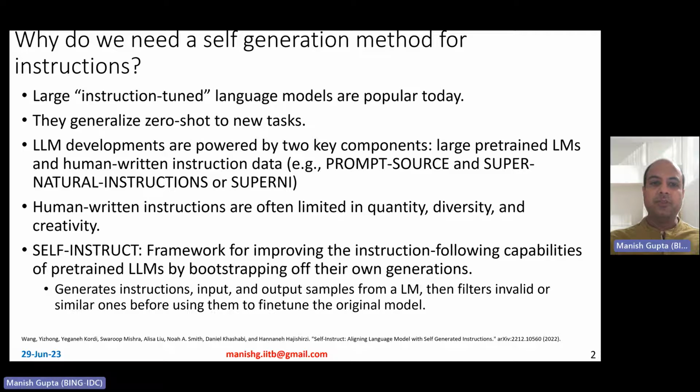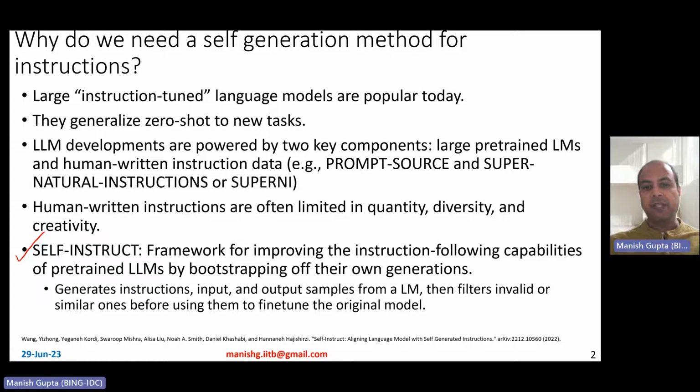Now, these human-written instructions are often very limited in quantity, diversity, and creativity. So if you ask people to write instructions, they would typically write about head tasks, right? About popular NLP tasks. They would not really care about the tail, and therefore diversity is also rather limited. And therefore, we need an automated system to come up with these instructions. Self-instruct is one such system which I'll talk about in this video.